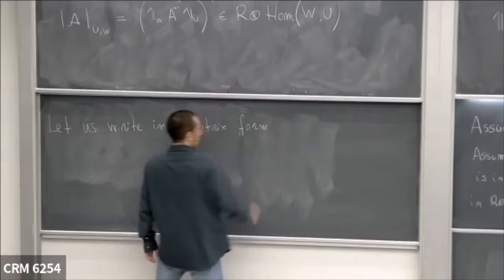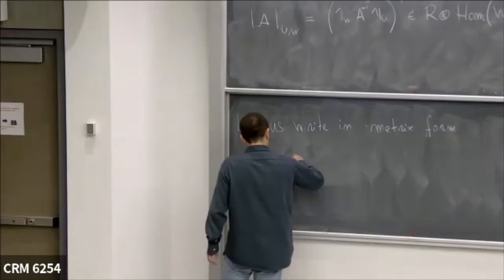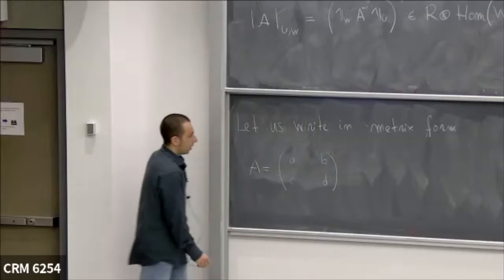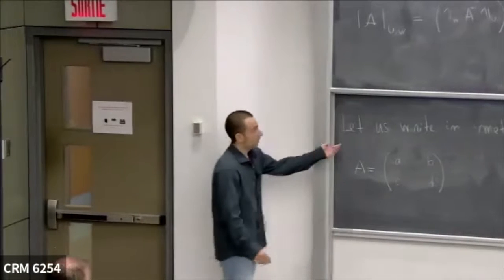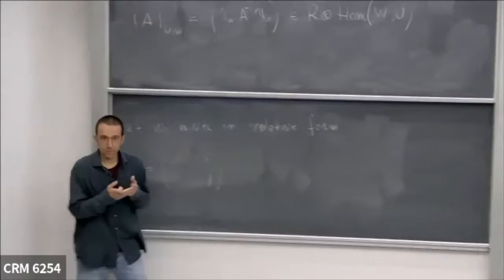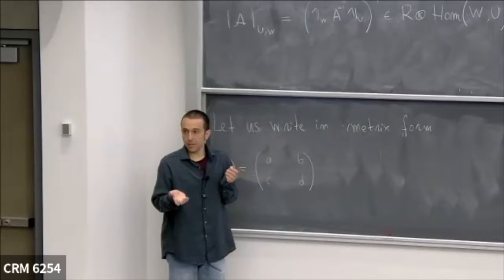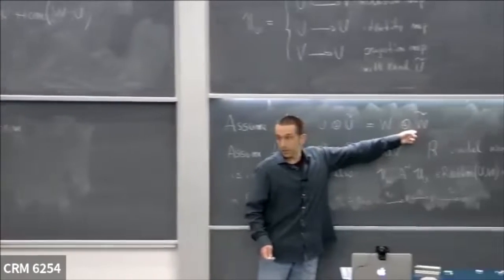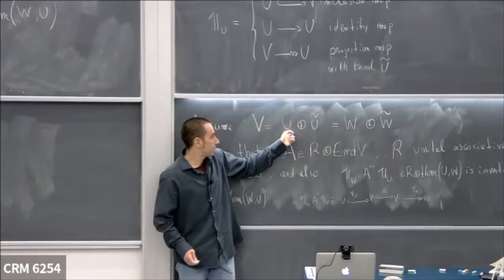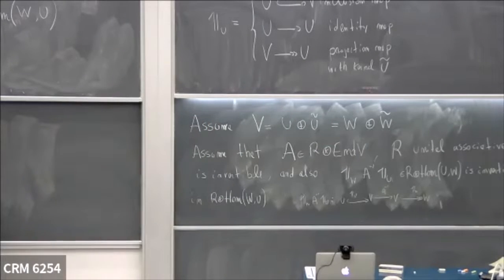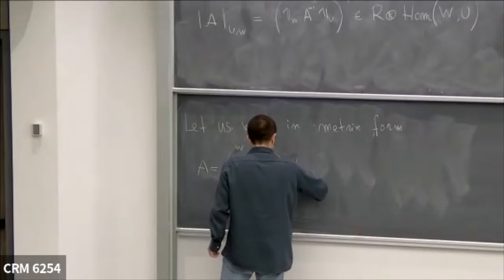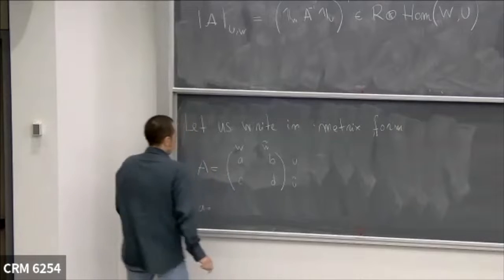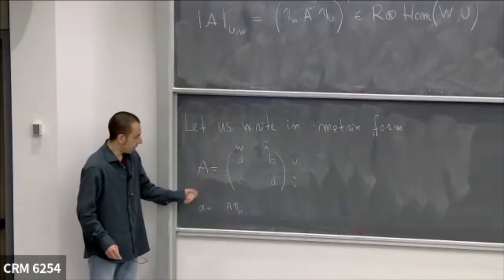So now let us write A in block form as follows. We write A, B, C, and D. How do we write in block form? We have two splittings. Usually when we write an endomorphism, we choose the starting base to be the same as the final base. So now let's choose the starting base according to the splitting W plus W tilde, and the final base according to the splitting U plus U tilde. So if you want, according to the notation, small a is just what? We embed W into V, and then we project into U.